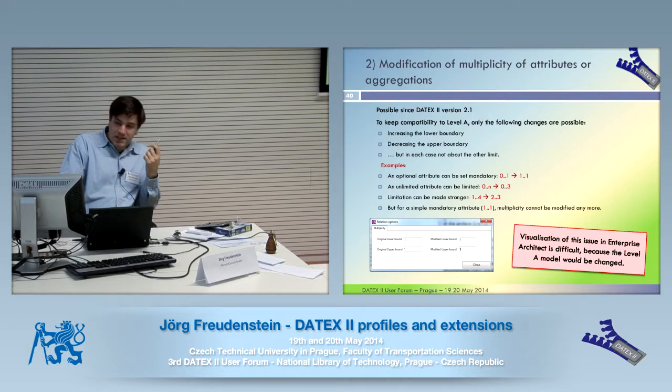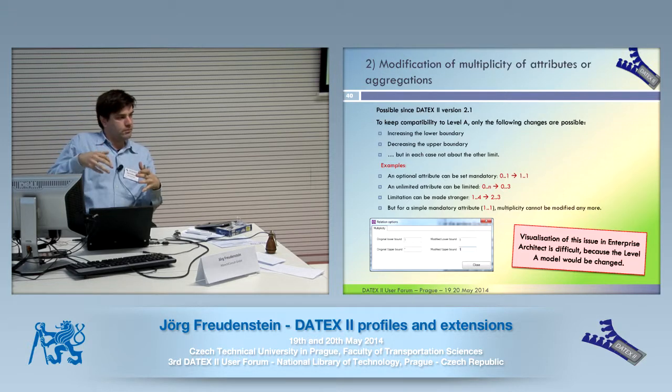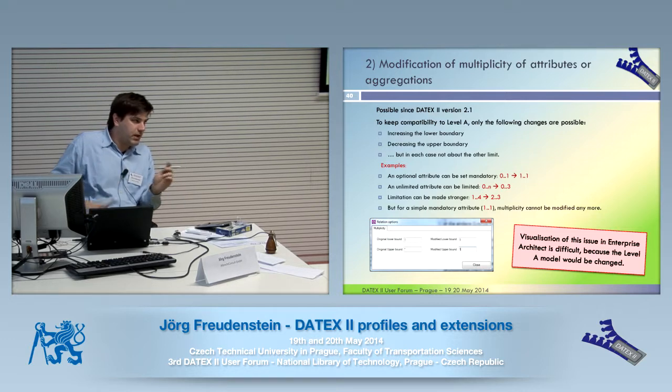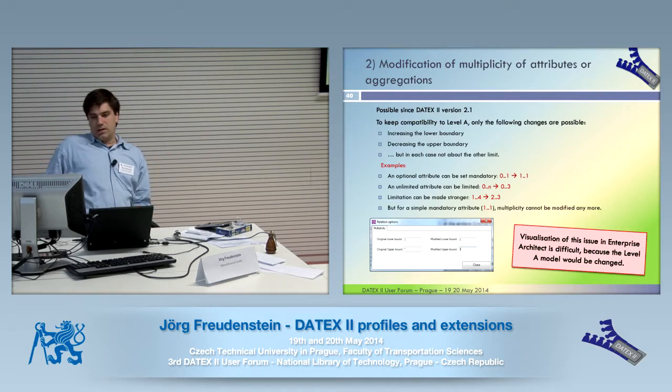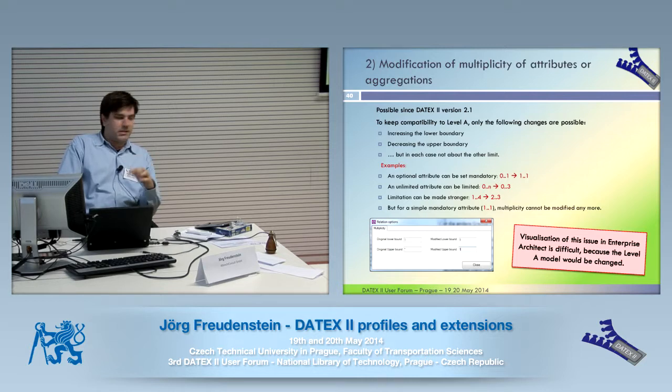Working with Enterprise Architect, this is quite difficult because when you try to change the multiplicities in your view, you change it in the level A model. So this is a thing you don't want, and you are not allowed to change the level A model. So it's not very easy to visualize this in your screens. In Enterprise Architect, you can do it with some text elements. So you can hide the actual multiplicity and fill in another text element with a new one. This is somewhat tricky, but there is no other solution so far.